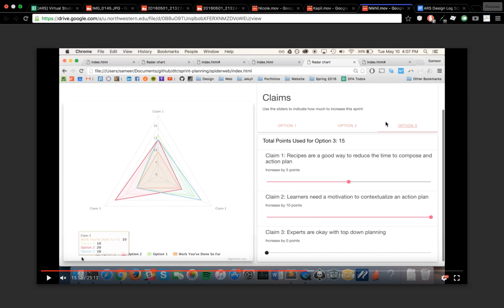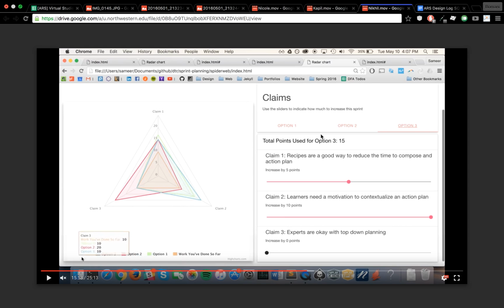So maybe you do want to do more on claim one, but what are those 5 points worth of things that you actually plan to do? And so we had a lot of confusion on understanding how the high level balancing of the claims would actually break down to deliverables that students would be able to complete.